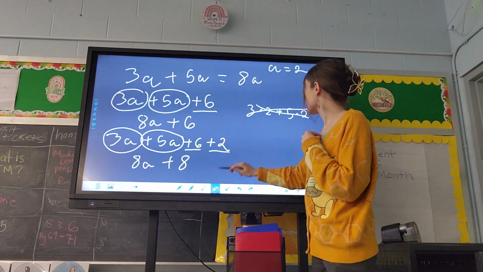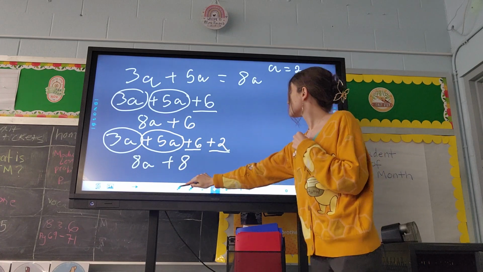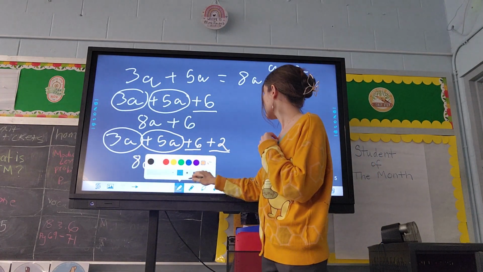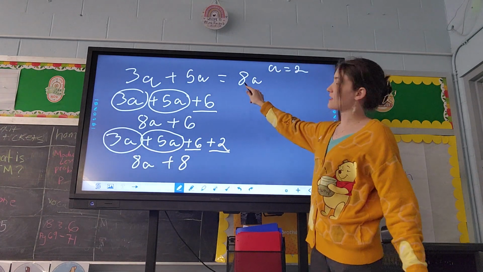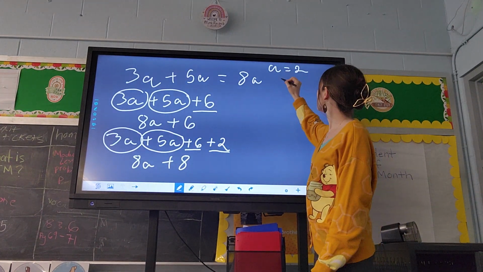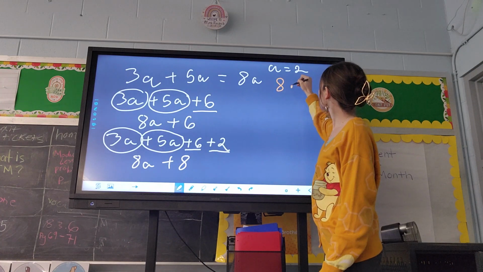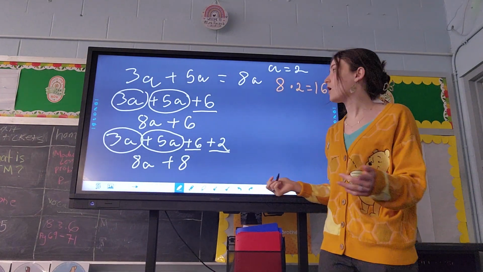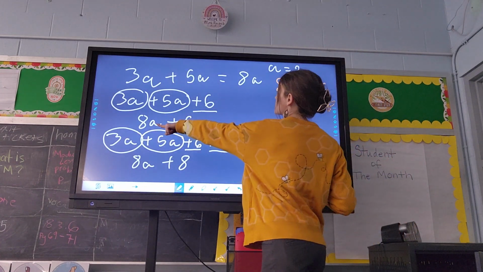Now, I'm going to erase that. So, actually, let me change my color. There we go. So I have 8a, and I'm told a equals 2. So it's 8 times 2, that's 16. All right, what about this one where I was given 8a plus 6? Well, I'm told that a equals 2.